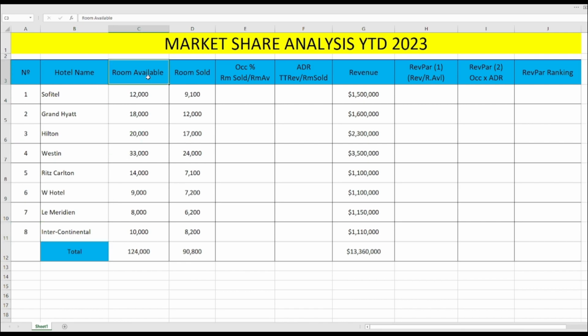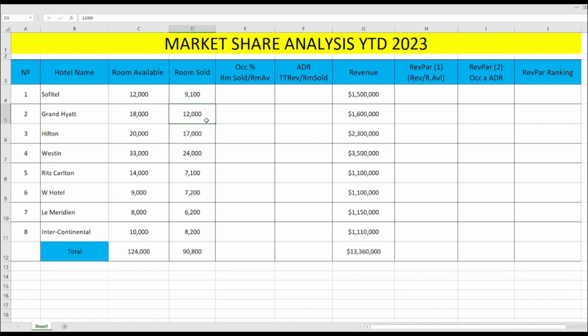In this report, you also can see the room available. So here is the total number of rooms available for sale for the whole year of 2023, year to date up to now, June 2023. This is room sold. So from this available room, they sold 9,100 rooms, for example for Sofitel.